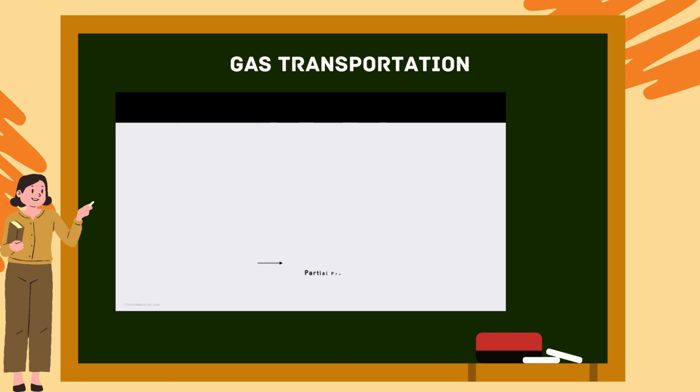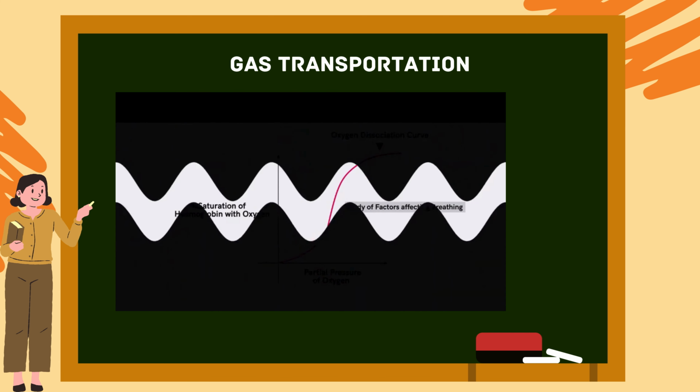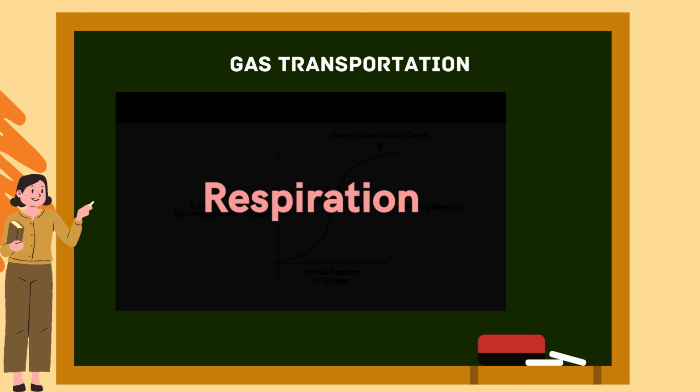Now if we plot a graph of partial pressure of oxygen against the percent saturation of hemoglobin with oxygen, then a sigmoid curve is obtained. This is called the oxygen dissociation curve. And is this really very useful? Well, it has a significant role to play in the study of several factors that affect breathing, but we will discuss this graph in detail in the higher grades. For now, let's get back to respiration and learn some more interesting facts about it.